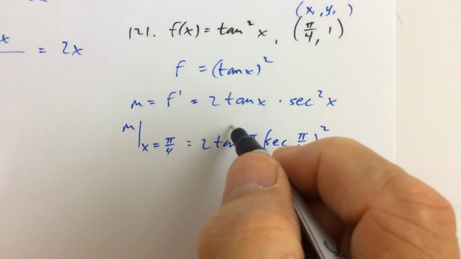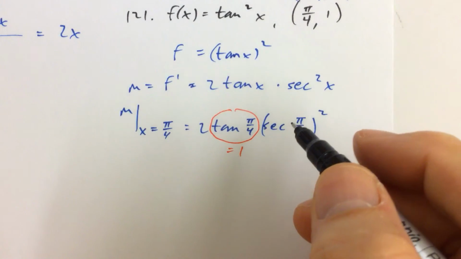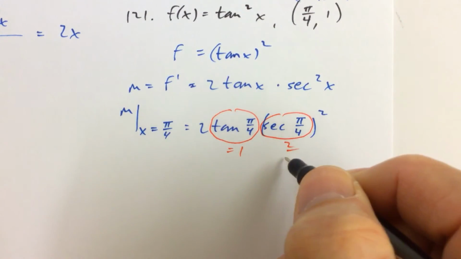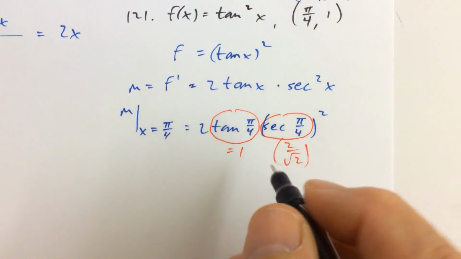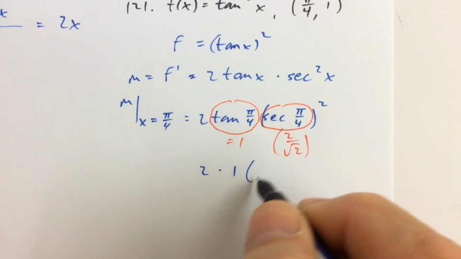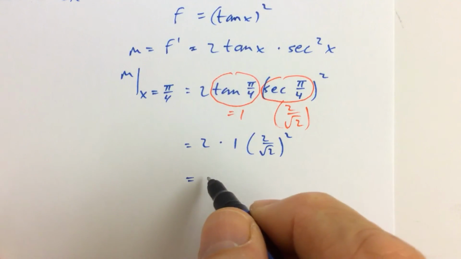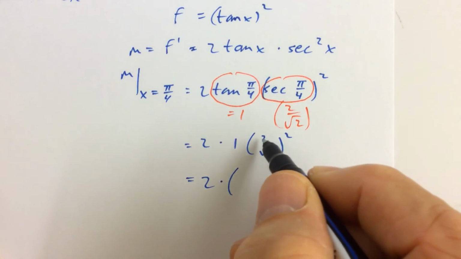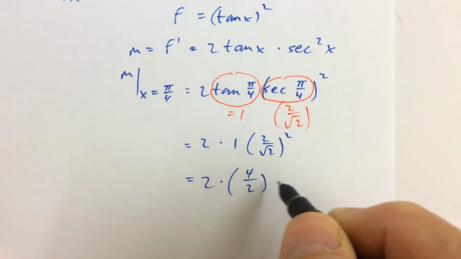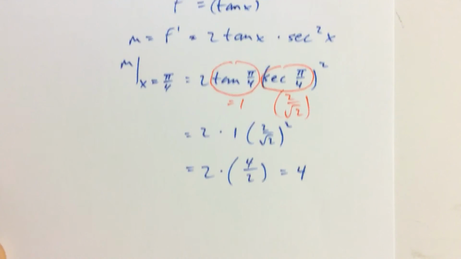Now we know that the tangent of pi over 4 has a value of 1, and the secant of pi over 4 is the reciprocal of the cosine, and the cosine is radical 2 over 2, so the secant is 2 over radical 2. So what we have here before the dust settles is 2 times 1 times 2 over radical 2 squared. You have to be really careful here. A lot of places to make mistakes. So 2 times, now 2 over radical 2 squared. 2 squared is 4. Radical 2 squared is 2. And so what we end up getting is just 4. So that's the slope of the tangent line.